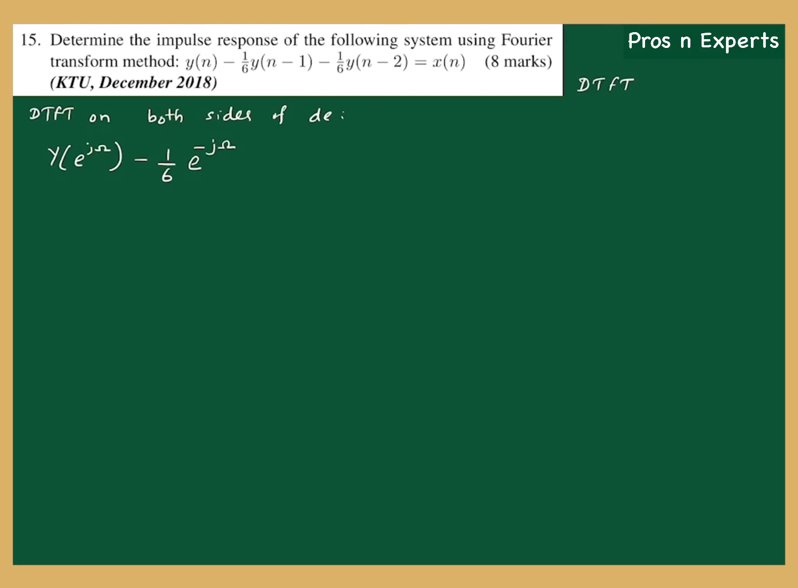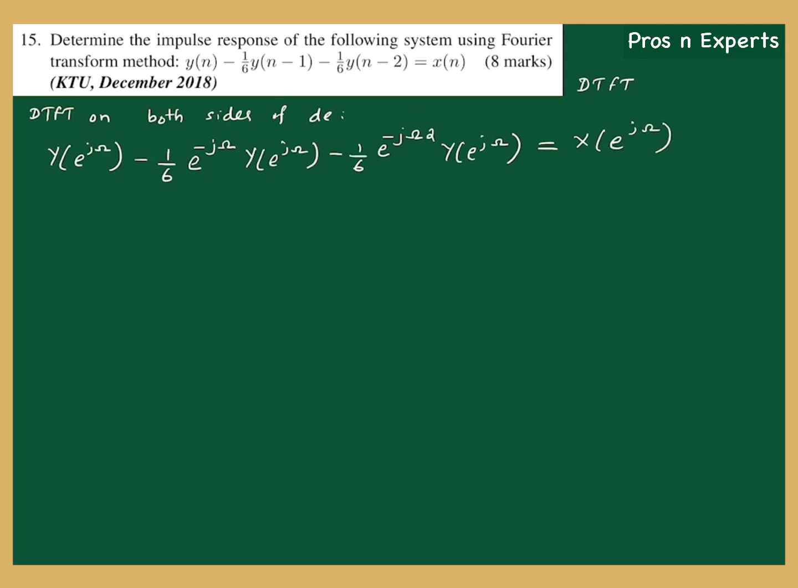So e raised to minus j omega into Y of e raised to j omega, minus 1 by 6 into the next term, which contains y of n minus 2. So it is having a Fourier transform e raised to minus j 2 omega into Y of e raised to j omega. Okay, because it is time shifting again. Equal to, in the RHS we can see x of n. So its transform will be X of e raised to j omega.